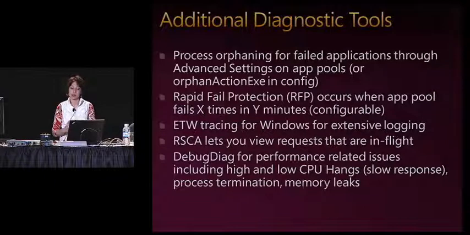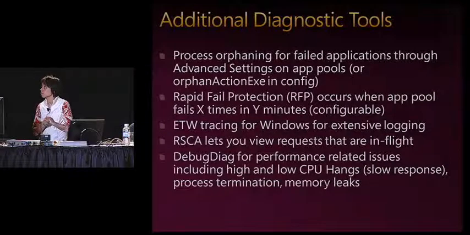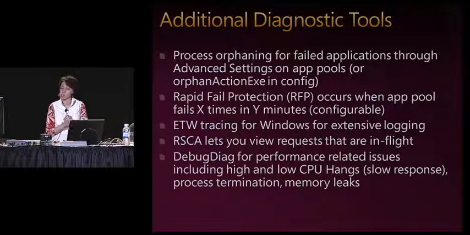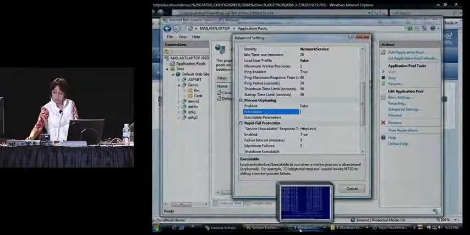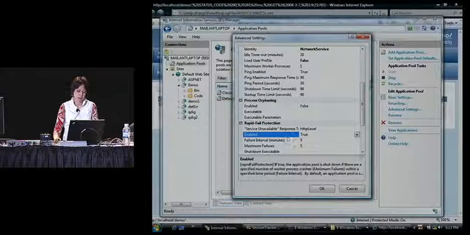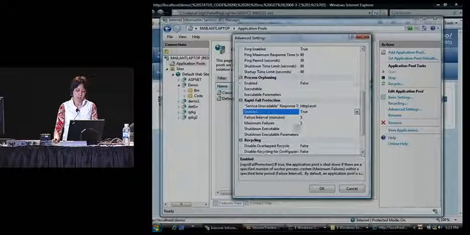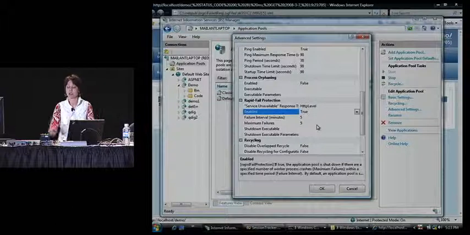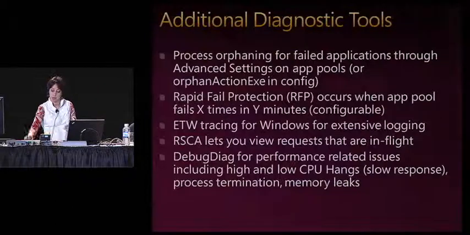Rapid fail protection also occurs when an app pool fails a certain number of times within a certain time, and this is configurable. If you go back into this demo, rapid fail protection is actually right here. And you can set up whatever parameters you want it to be. You can do it directly in the config file as well, but here's the UI for it.